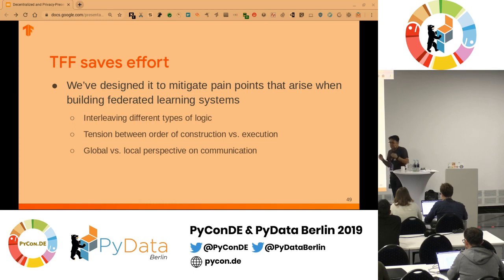Now what happens actually in your computation, or in the case of federated learning, what the actual model parameters are, and everything is outside the TFF framework, right? So that tension is addressed, and I think the first point is also a similar thing. So you're interleaving different types of logic, right? And we'll see that in a second.